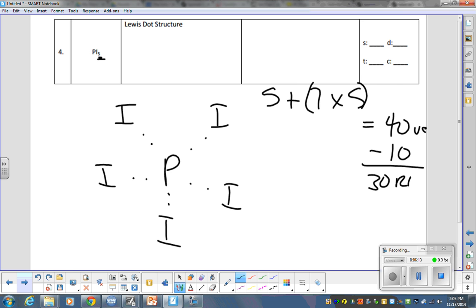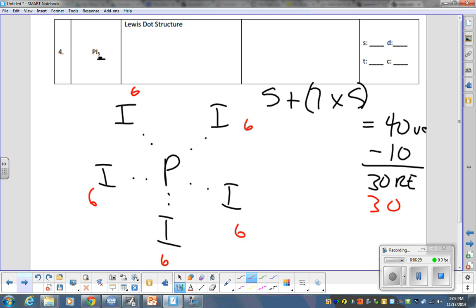Now I know phosphorus is good because it already has more than 8, and it can't have any more. Outside is going to be 6, 6, 6, 6, and 6. 5 times 6 is 30. So then what you're going to get is all single bonds.